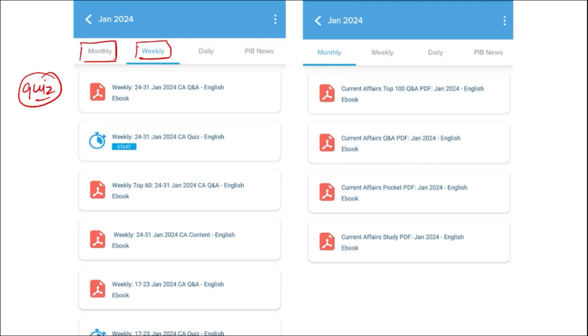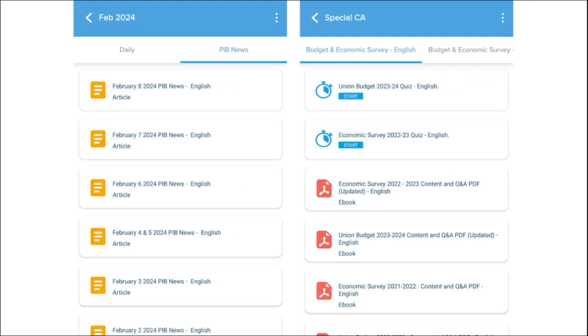Similarly for the monthly, the PDFs are very important. They provide you insights into various topics, and we also provide you the quiz of monthly questions that are very important for learning. Next, we also provide you with important PIB articles on a daily basis so that you can go through these articles and have an insight about that particular topic.